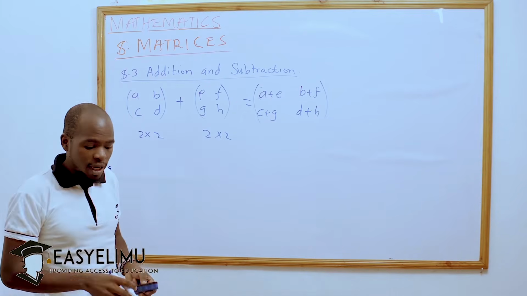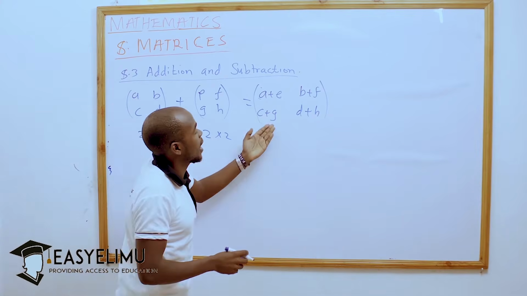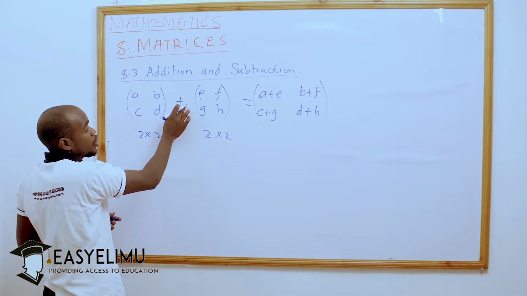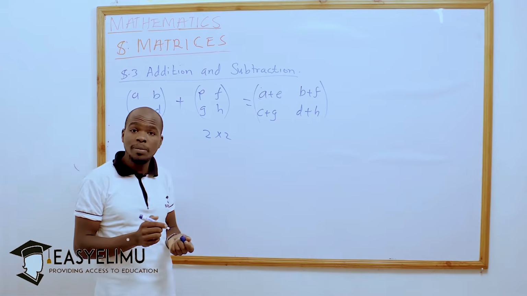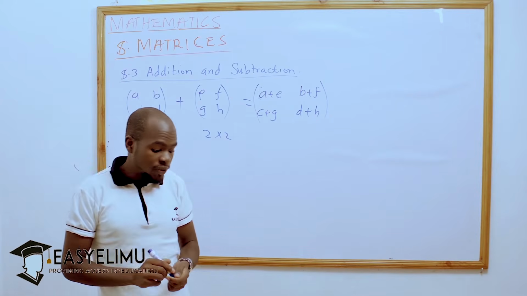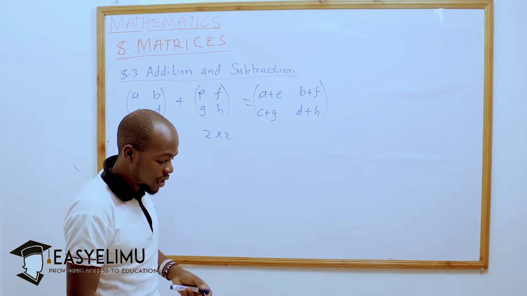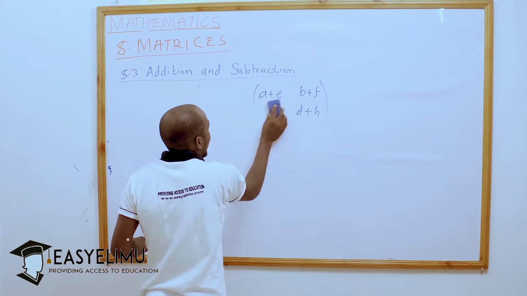After summing, you are going to have this kind of a matrix. This is for summing. And if it is subtraction, then the signs will change and become subtraction. Let's go on and use some numerical examples here and see how it works out.